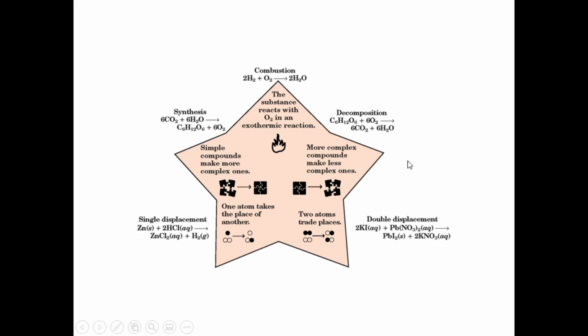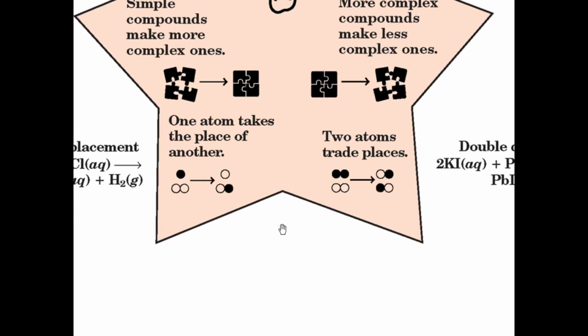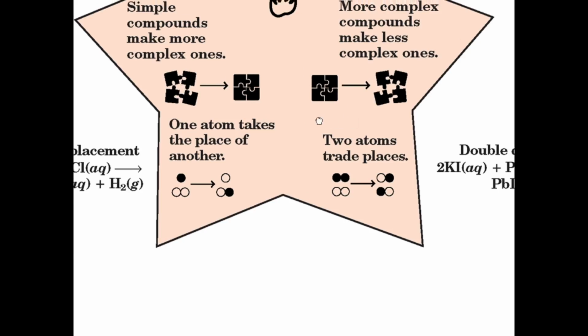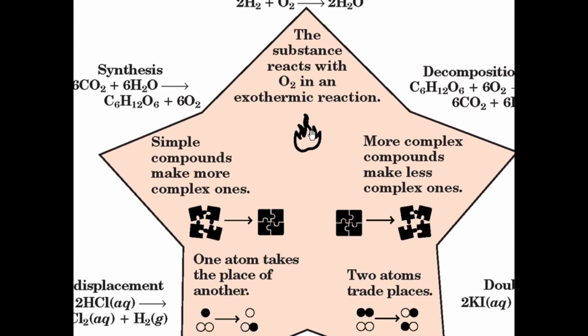So that's a summary slide. And then going back to these pictographs, this is probably your best studying tool, is looking at these pictographs. So synthesis, we have a bunch of things coming together. Decomposition, we have something bigger coming apart. Combustion, we're producing heat and light. That's where we have the little fire pictograph.